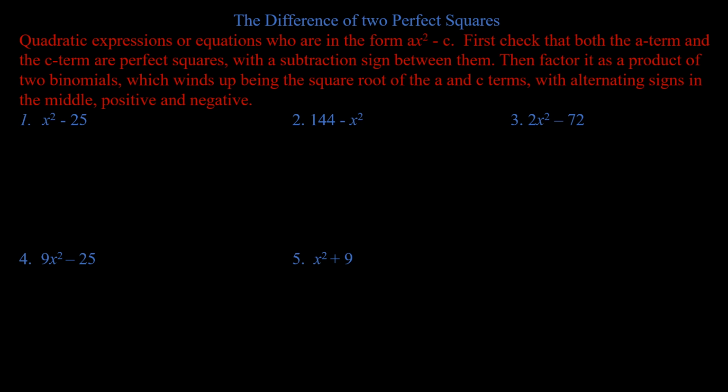Let's take a look at a few of them. There are a few different types that I wanted to look at. We have x squared minus 25.